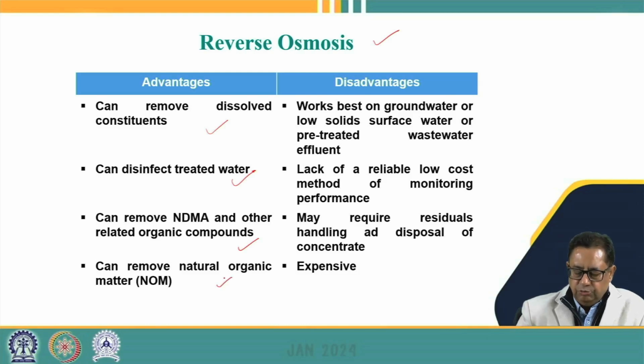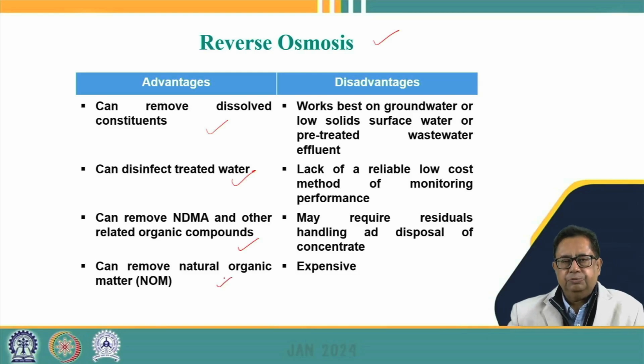Similarly, we can also remove the natural organic matter which is present in our wastewater or in water also. So this natural organic matter can be easily removed by RO processes. The disadvantages are that such an RO system may work very well on groundwater which has very low solids, or on surface water which is pre-treated or has very low solids. So they can also be treated using the RO process.